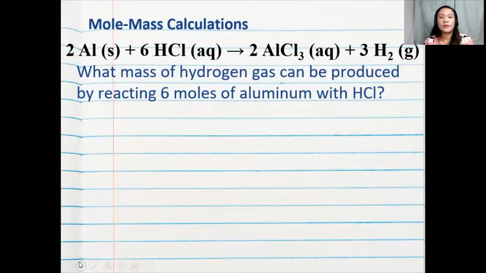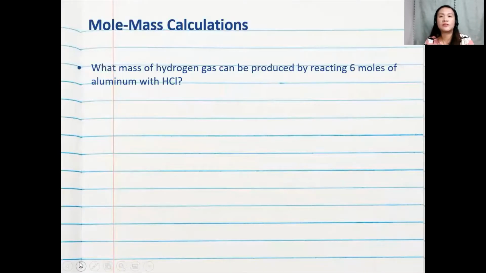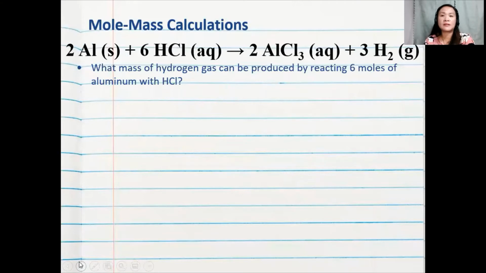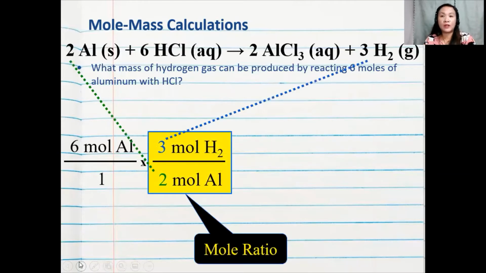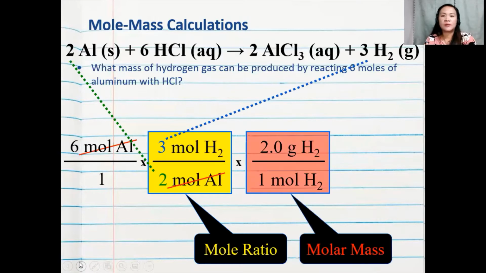Okay, so again, take note. Let's just review. We need first to write the balanced chemical equation. Next, you write what is the given. Then you write the mole ratio. And where can you find the mole ratio? It will come from the balanced chemical equation. And then after that, you multiply it to its molar mass. Okay, so that you again cancel the moles, and so your final answer will be the mass.